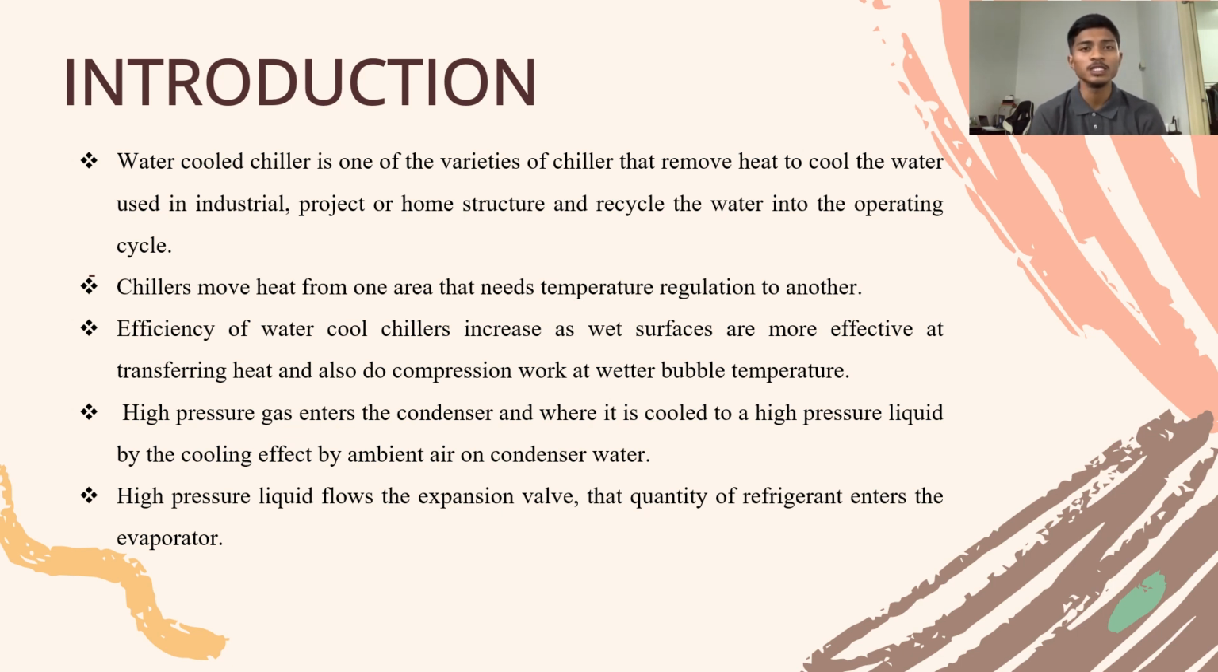Efficiency of water-cooled chiller increased as wet surfaces are more effective at transferring heat and also do compression work at wetter bulb temperature. High pressure gas enters the condenser and where it is cooled to a high pressure liquid by the cooling effect by ambient air on condenser water. And last, high pressure liquid flows to the expansion valve that controls the quantity of refrigerant entering the evaporator.